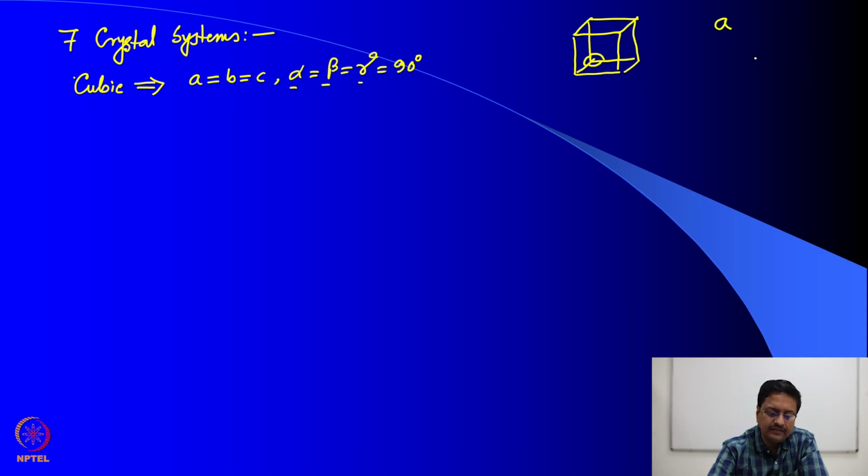If you write A, B and C, and then opposite to A you write alpha, opposite to B you write beta, opposite to C you write gamma. So, the angle between A and C is called beta, angle between A and B is called gamma, and the angle between B and C is called alpha. So, now in case of cubic, all these three angles are same and A equal to B equal to C. So, next lower symmetric crystal system is the rhombohedral.